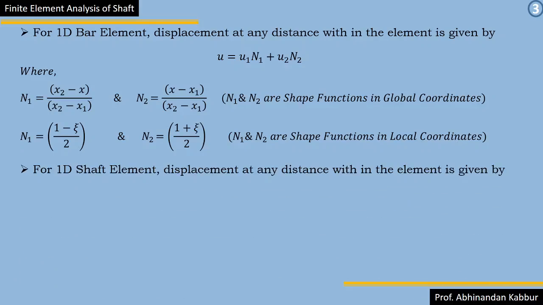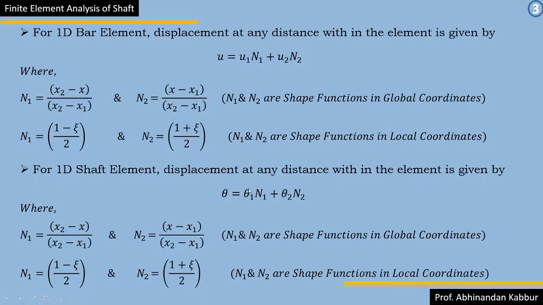Similarly, when I extend this to the shaft element, the angular displacement at any random distance in the element is given by this equation. As I told, wherever there was u, it is now replaced with theta, but the shape functions n1 and n2, either in terms of global coordinates or local coordinates, are the same, as it has 1 degree of freedom at each node.